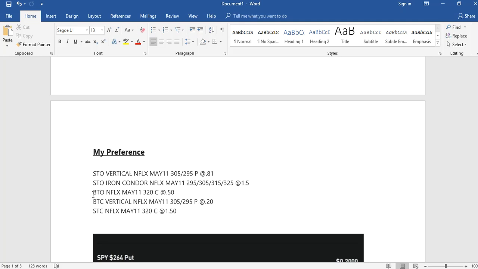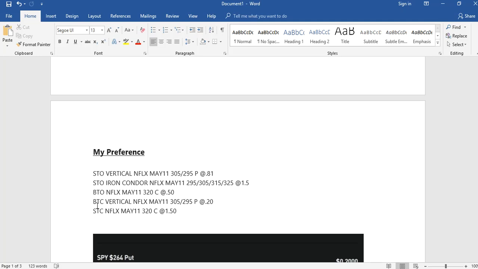The next one is a buy to open. Netflix, May 11th expiration, the 320 strike. It's a call and 50 cents. So this would be just your basic call purchase, right? Someone bought a call on Netflix at the 320 strike. They paid 50 cents for it, and it's for May 11th expiration.